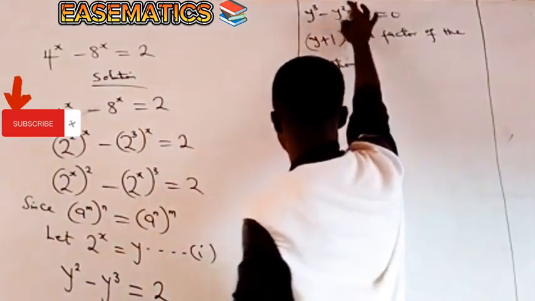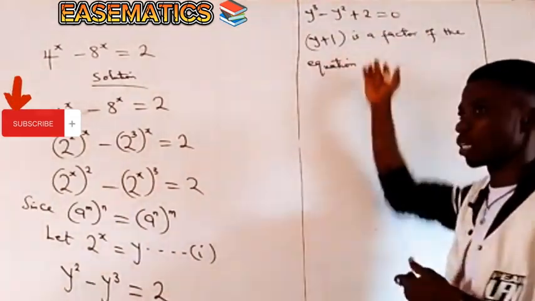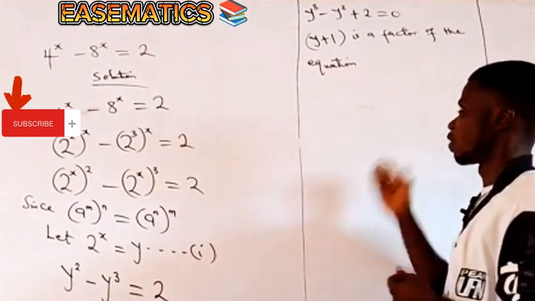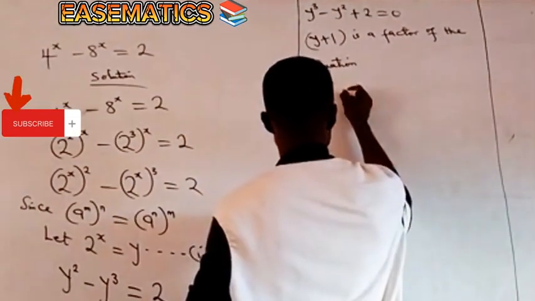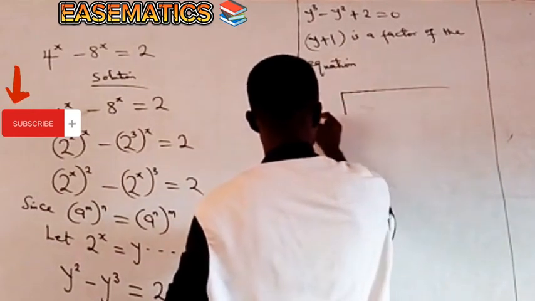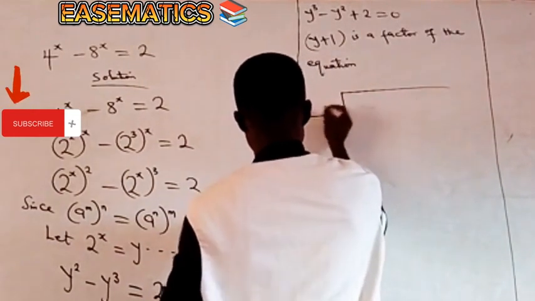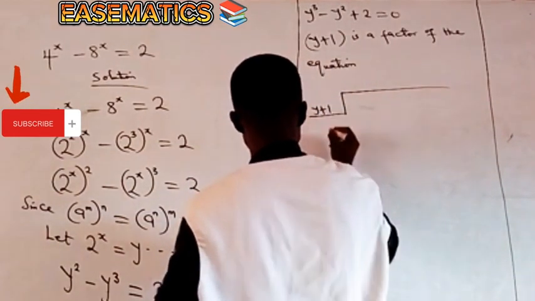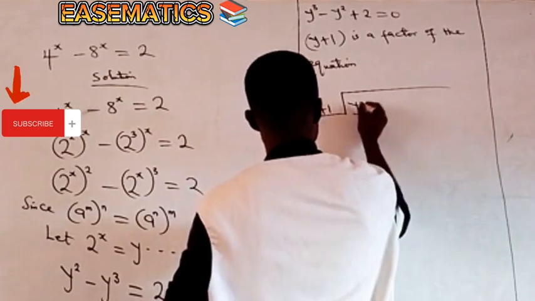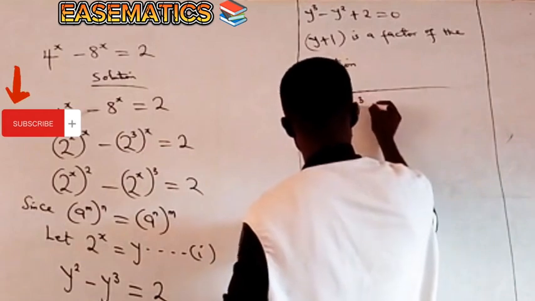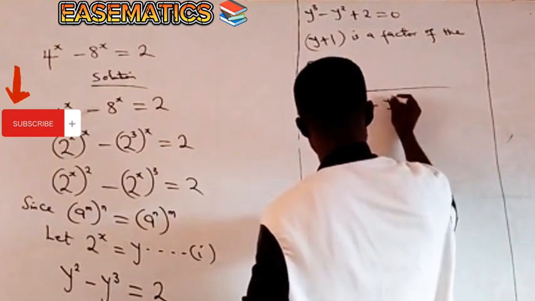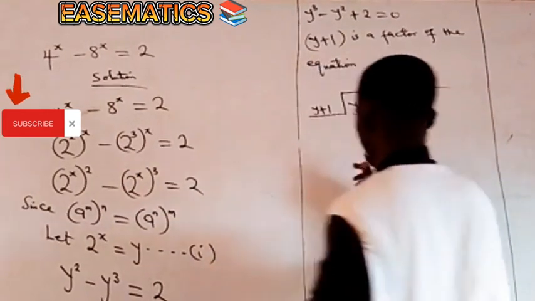And if y plus 1 is a factor of this equation, what is the other factor of this equation? Alright, without wasting time, we can get the other factor following the long division process. I just wish to take this so that it will be clearer what we have done. This will be y plus 1 dividing y cubed minus y squared plus 2.